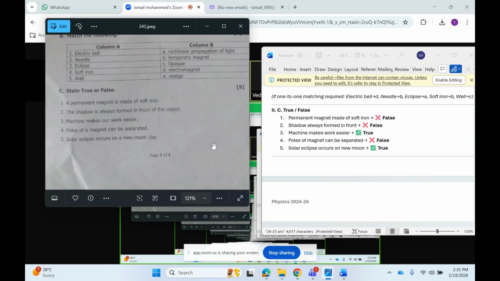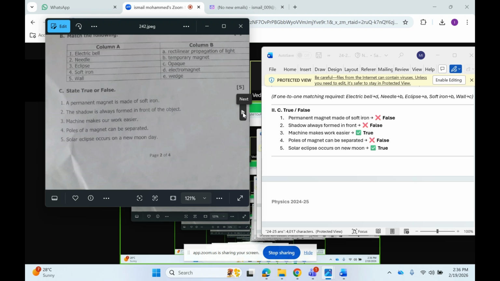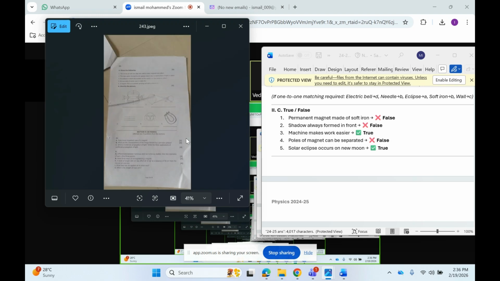Next one. Shadow is formed in front of the object. That is also false. Behind the object, shadow is formed. Machine makes our work easier. True. Poles of a magnet can be separated. That is false. You cannot separate the poles of a magnet. Solar eclipse occurs on new moon day. True. Right? Clear? So we go to the next screen.